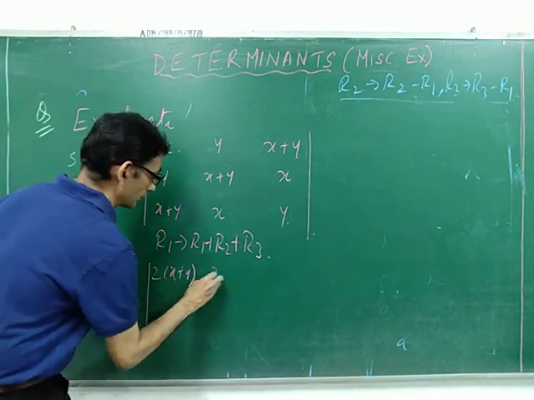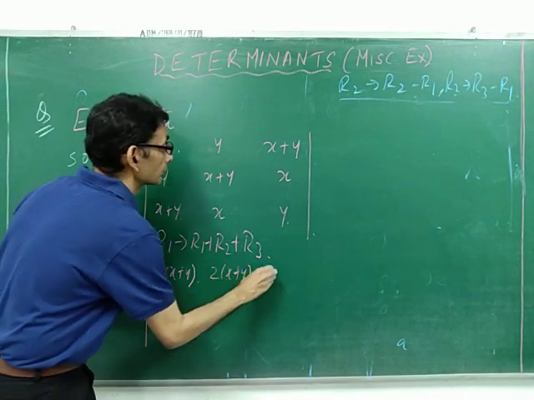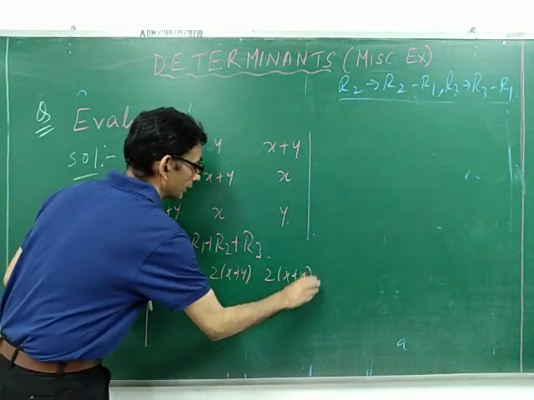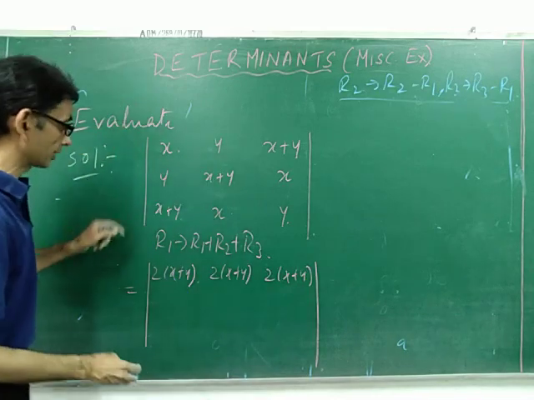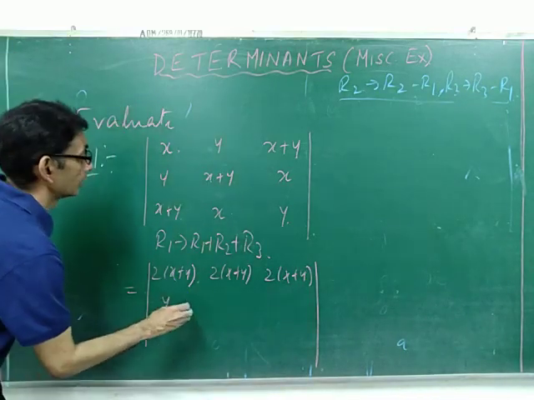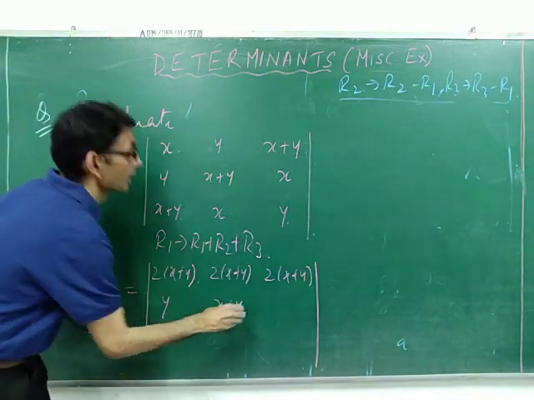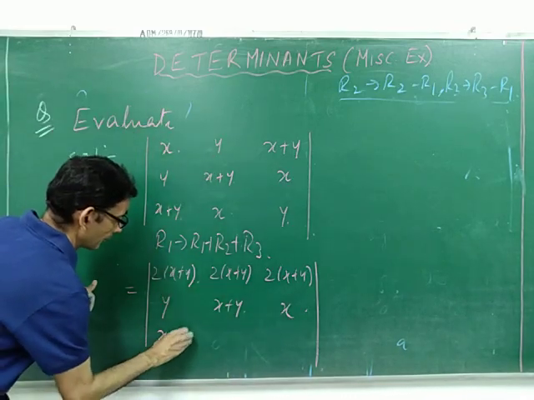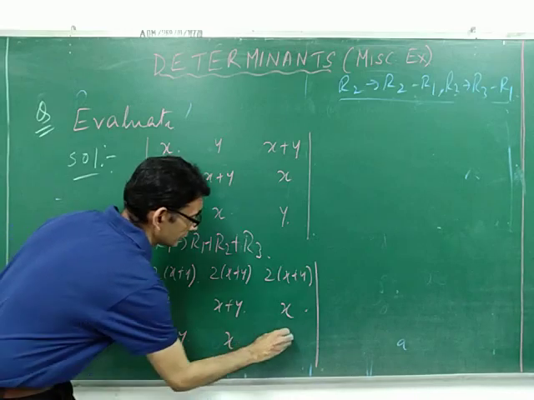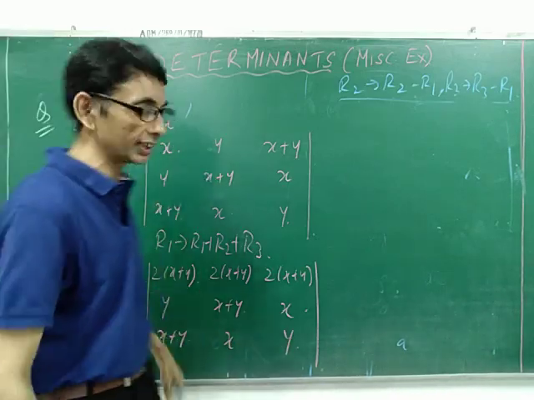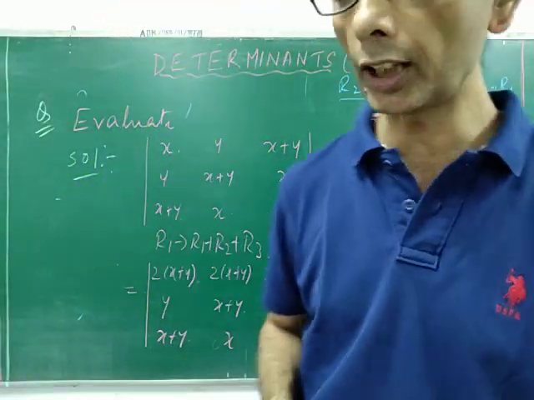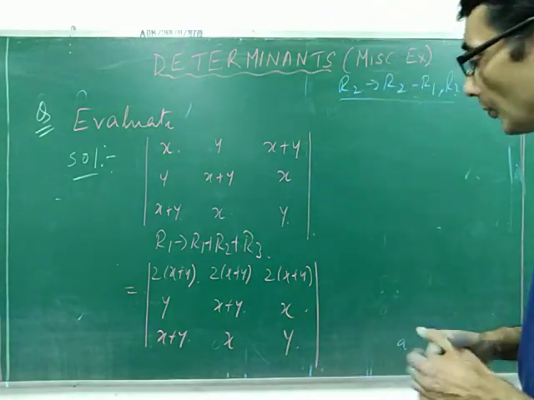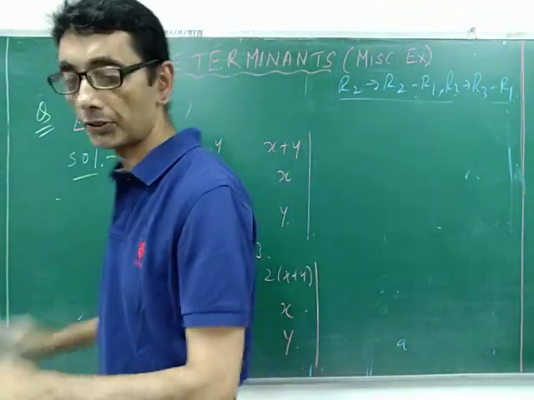This will be 2x plus y. Done? Okay. And what is the second row element? y, x plus y, and x. Right? And this is x plus y. This is x. This is y. Because we are not making any changes for row 2 and row 3.